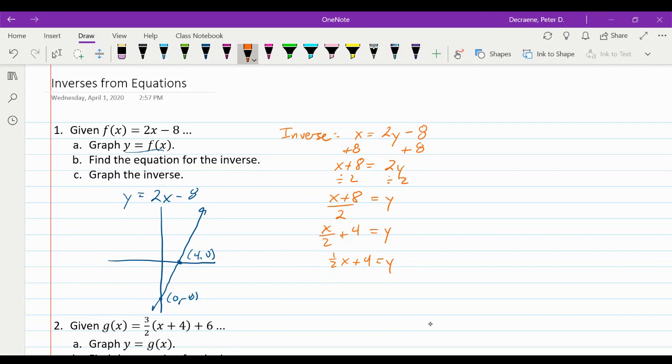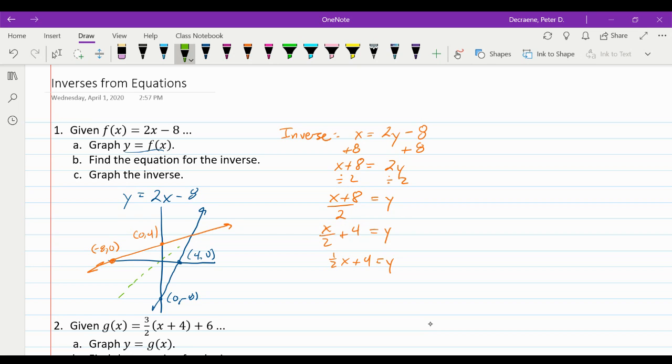The y-intercept is 4, so that's going to be up here at 0, 4. The slope is 1/2, so we go up 1 and over 2, so it's going to go something like this. And the point back here, half of negative 8 would be negative 4 plus 4 is 0, so that's the point negative 8, 0. And look at that, the ordered pairs have swapped. 4, 0 became 0, 4. 0, negative 8 became negative 8, 0. That's how we know we've done it.